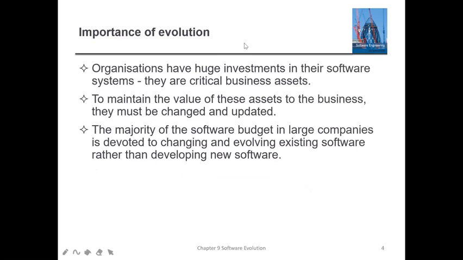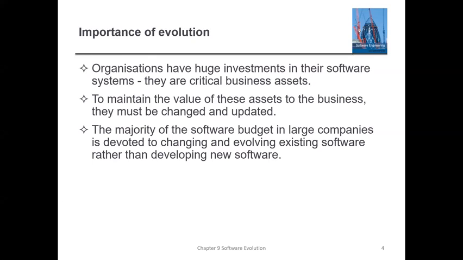Now let's see what all are the importance of evolution. Why is it important? It is really very important because we have to work or act according to our customer. So the first thing is the organization will have a huge investment for this software system. As they have made the huge investment for any software product, then definitely that will be a business asset for them, and if any loss happens they can bear that. That's the reason it is a huge investment for the organization.